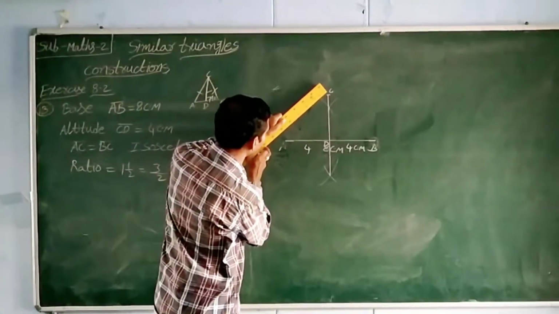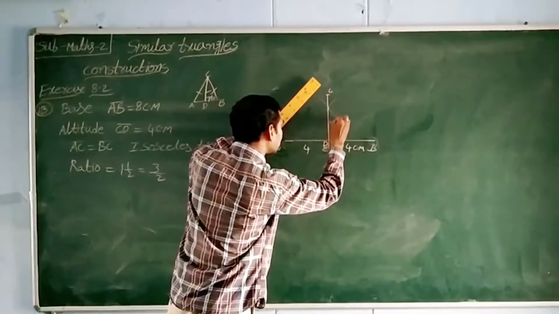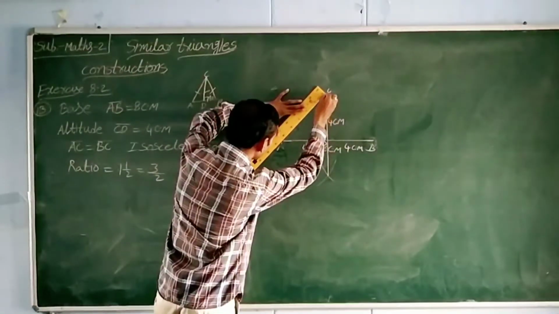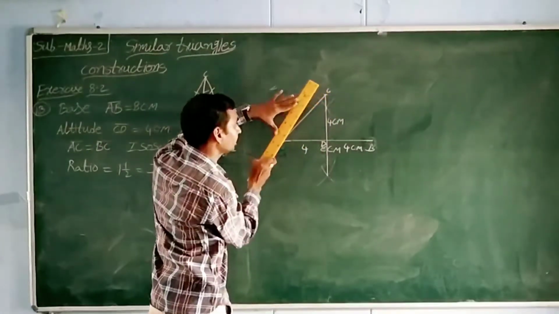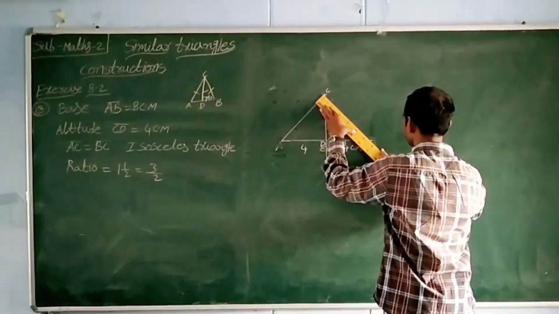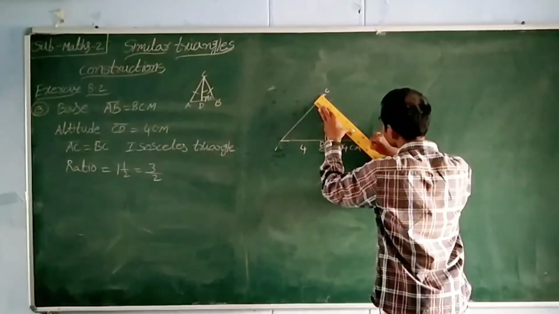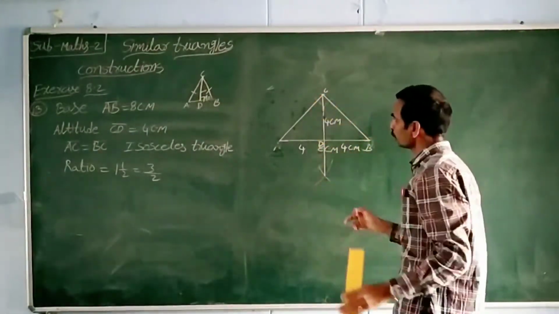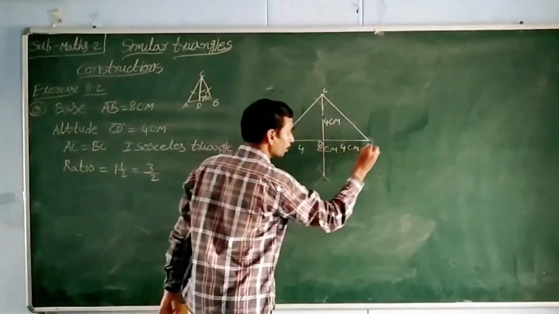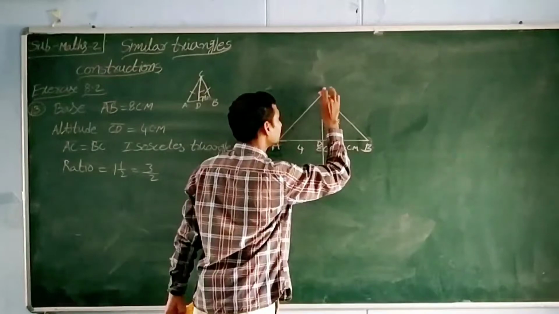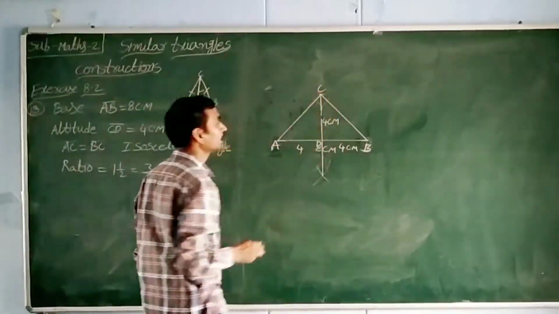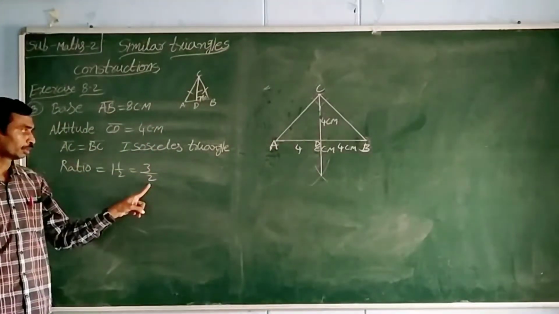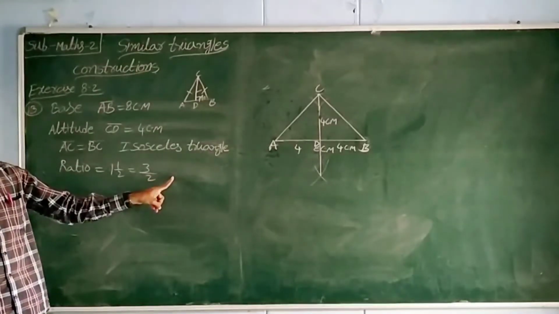Now join AC. Here CD is the altitude. Join AC and join BC. Now A, B, C, this is the given triangle. ABC is the given triangle. For this triangle, we construct the 3:2 ratio similar triangle.